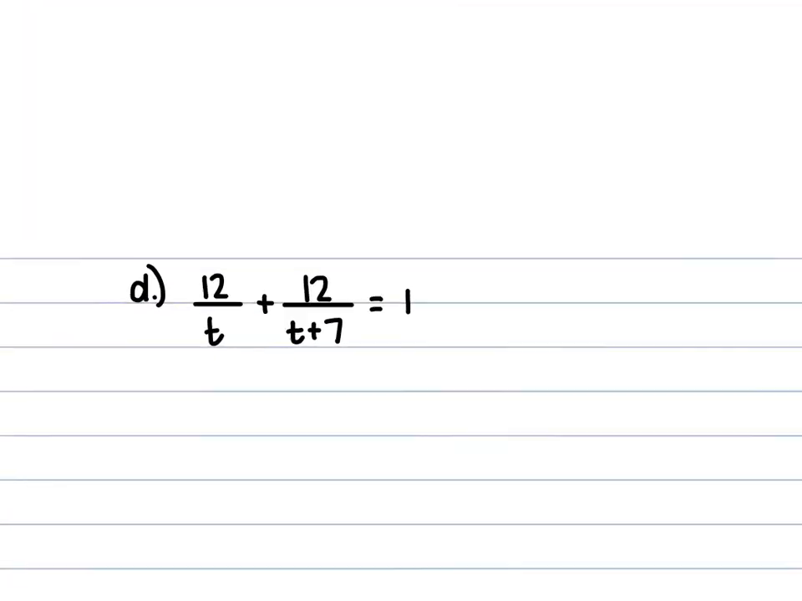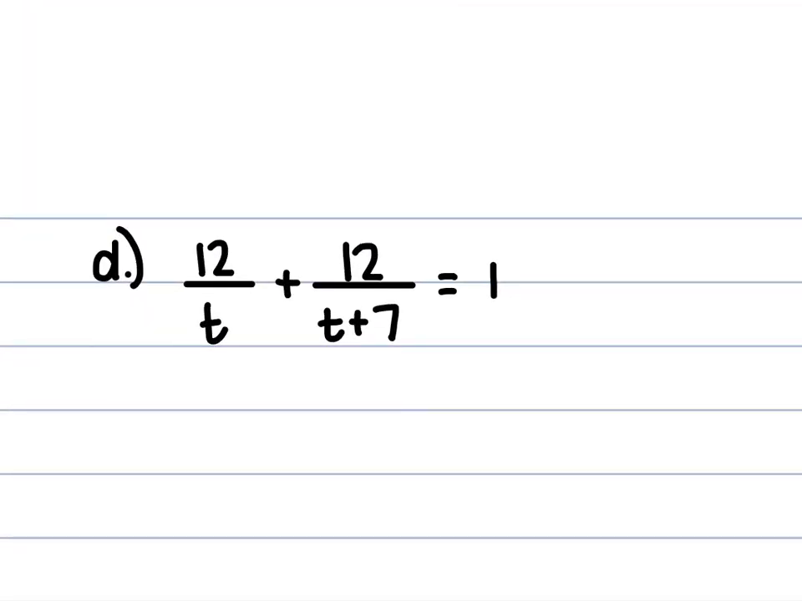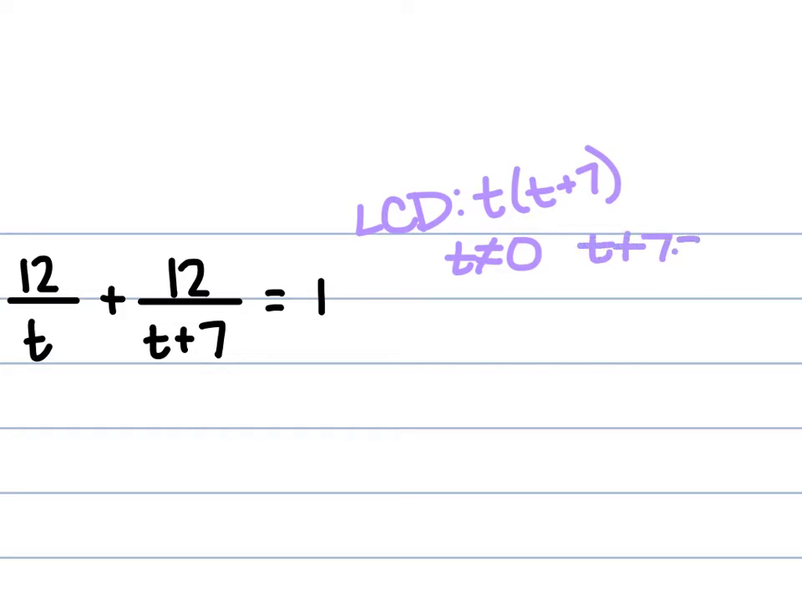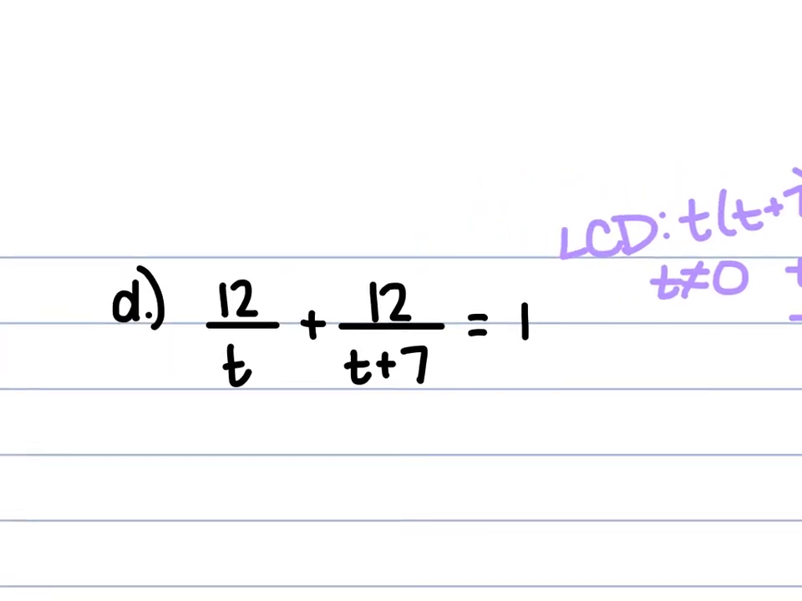If we look at D, we have 12 over t plus 12 over t plus 7 is equal to 1. So our least common denominator here is t times t plus 7. So t cannot equal 0, t plus 7 cannot equal 0. Subtract the 7, so t cannot equal negative 7 or 0. So we're going to multiply the entire equation by t times t plus 7.